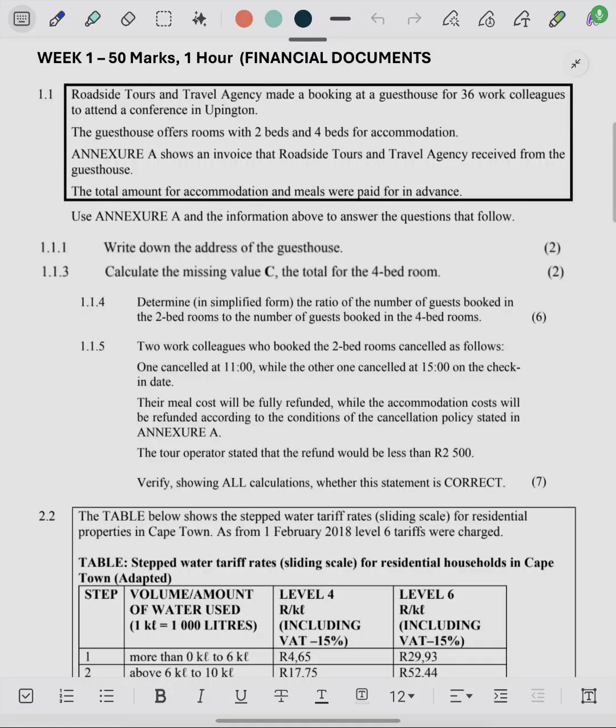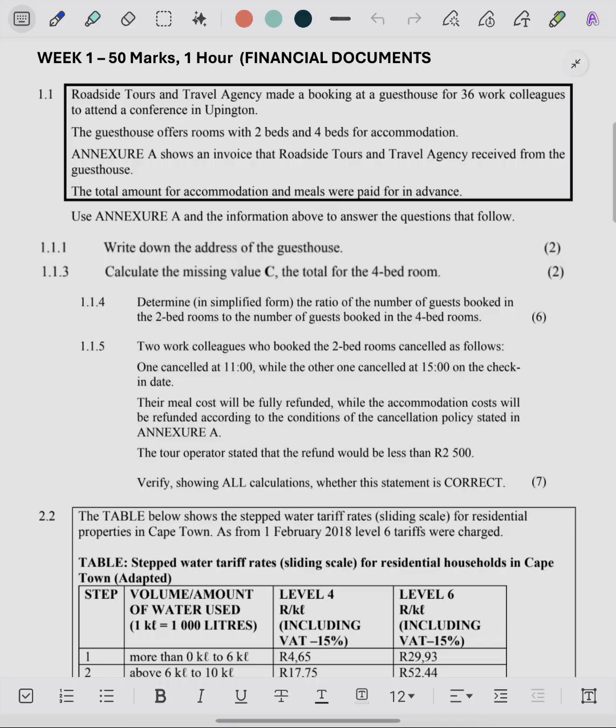So this is week 1 for term 4, mixed practice activities. And this week's activities focus on financial documents in particular. So the first question we have is about Roadside Tour and Travel Agency, who are making a booking at a guest house for 36 colleagues to attend a conference in Uppington. They tell us the guest house offers rooms with 2 beds and 4 beds for accommodation.